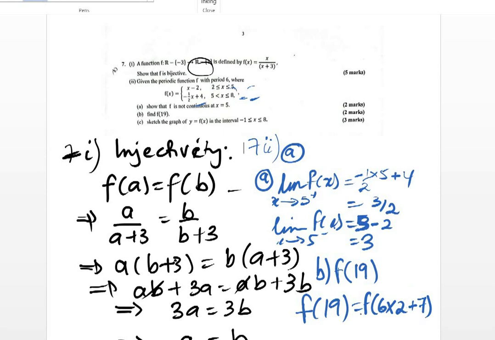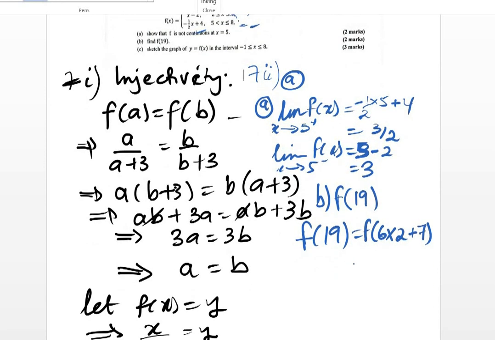So this means f of 19 is simply the same as f of 7. And which range is 7 in? 5 to 8, this one. It means you substitute here. So we have negative 7 over 2 plus 4. Negative 3.5 plus 4 is half. So f of 19 is half.